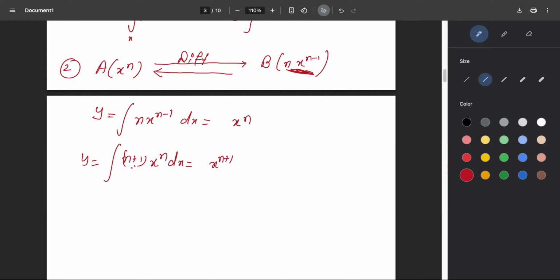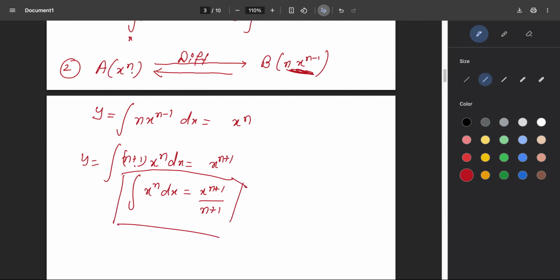Now, can I say this if I take this n plus 1 outside, because this is a constant? If I take it outside, it doesn't make a difference. So integration of x to the power n dx is nothing but x to the power n plus 1 divided by n plus 1. This is the formula. Please remember, in the differentiation of x to the power n, n comes outside in multiplication, and in the power you subtract. What is the integration? In integration, you add to the power and divide by that addition. Is that clear? Yes, sir.